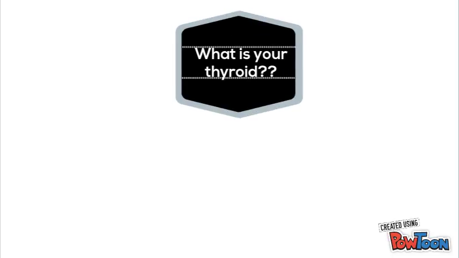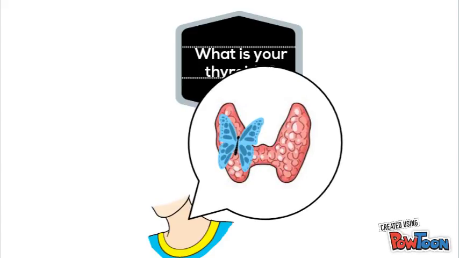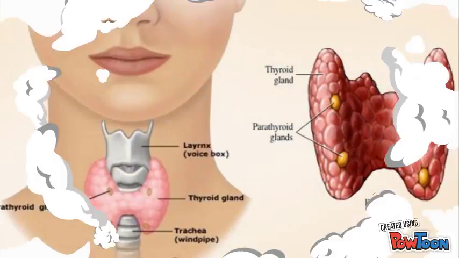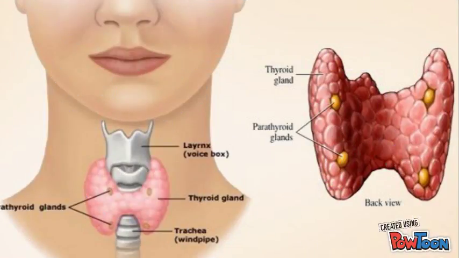Your thyroid is a two-lobed butterfly-shaped endocrine gland that is located in your lower neck, inferior to the larynx and anterior to the trachea. This two-lobed gland is connected by the isthmus and plays a key role in the metabolism, growth, and maturation of the human body. As you can see in this picture, the thyroid gland is made up of both the parathyroid and thyroid glands.